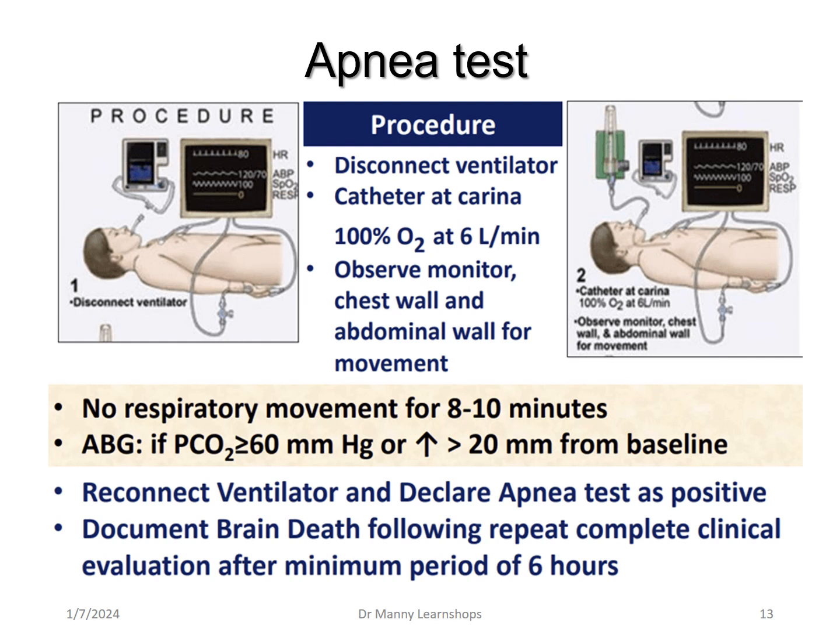The arterial blood gas that is taken after 10 minutes, the PaCO2 should be greater than 60 millimetres of mercury, or at least greater than 20 millimetres from their original baseline, which may be abnormal. Then afterwards, they're reconnected to the ventilator, and if it is greater than 60 millimetres of mercury, no signs of breathing, or greater than 20 millimetres of mercury from the baseline, then this apnea test is declared positive, and it's documented that there is brain death criteria met.